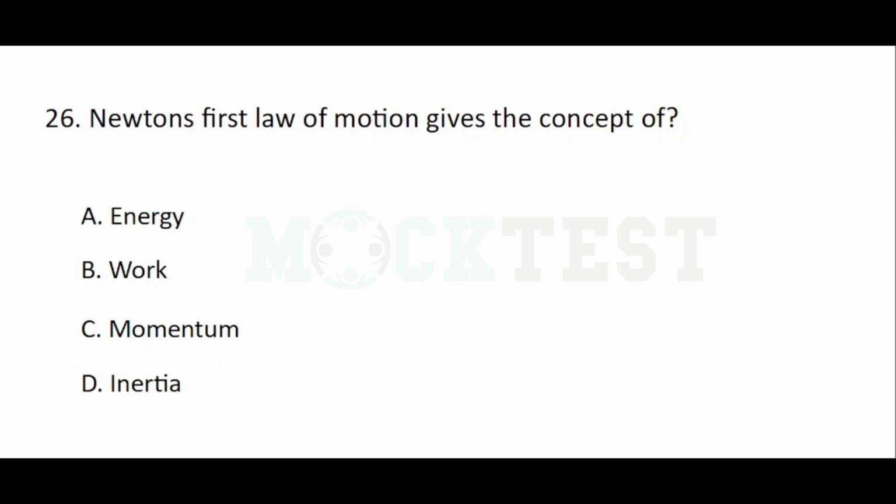Newton's first law of motion gives the concept of: option A energy, option B work, option C momentum, option D inertia. Newton's first law of motion gives the concept of inertia.